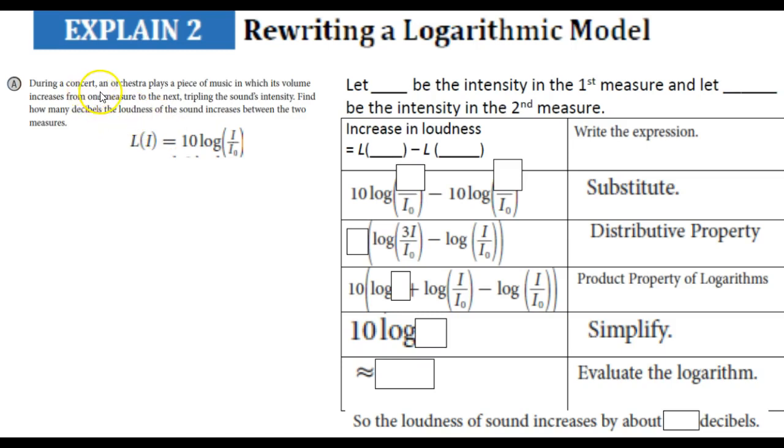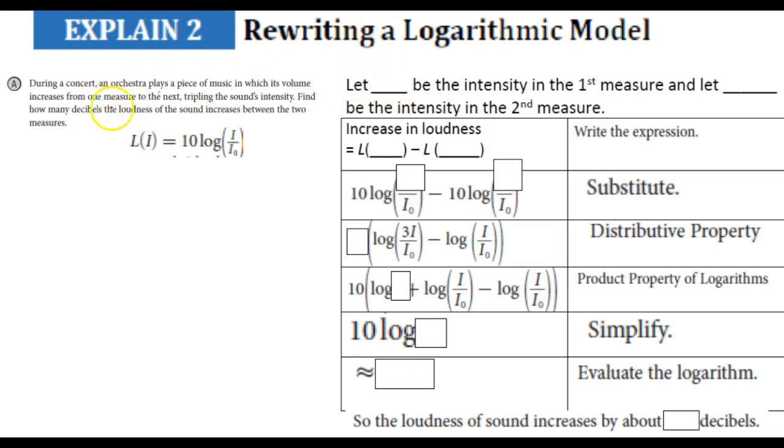So let's read the problem and let's try and fill it out. Alright, so it says, during a concert where there's music playing, an orchestra plays a piece of music in which its volume increases from one measure to the next, thus tripling its sound intensity. That's a lot. Find the number of decibels the loudness of the sound increases between the two measures. So let's first of all, let's identify some variables.